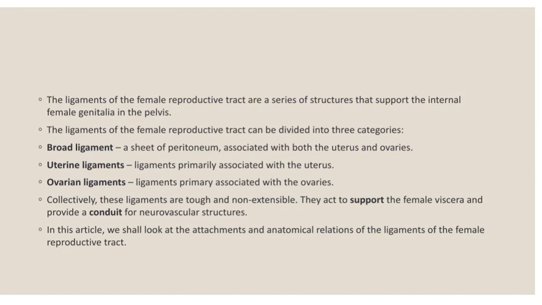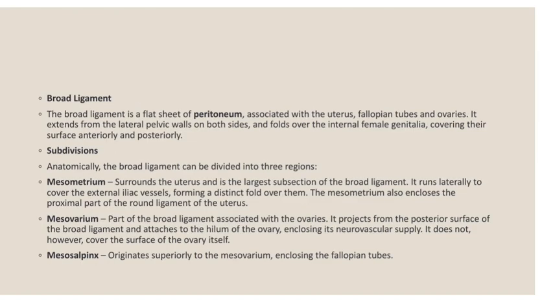In this article, we will look at the attachments and the anatomical relations of the ligaments of the female reproductive tract. Broad ligament. This is the flat sheet of peritoneum associated with the uterus, fallopian tubes and the ovaries. It extends from the lateral pelvic walls on both sides and folds over the internal female genitalia, covering the surface anteriorly and posteriorly. Subdivisions. Anatomically, the broad ligament can be divided into three regions.